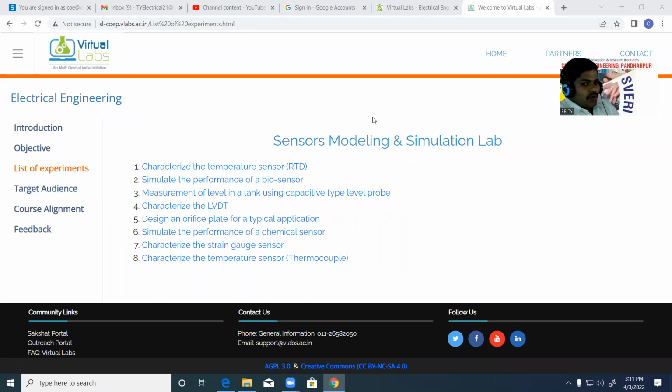Okay, so resistive material, or we are taking suppose copper material, we are taking a platinum material. So this is one type of material. We want to check the resistance of that material under some temperature condition, and we want to plot the graph or characteristics. Okay, so in that first one, we will characterize the temperature sensor. That means we want to find out the characteristics of that sensor, that is RTD sensor, resistive temperature dependent sensor.